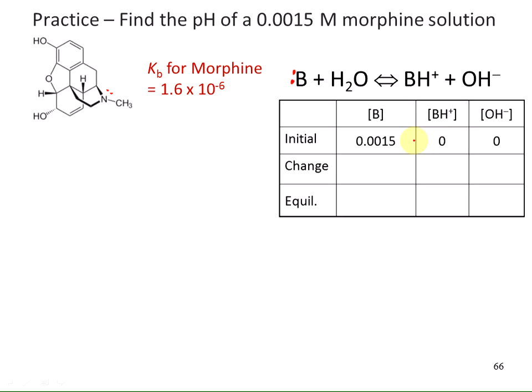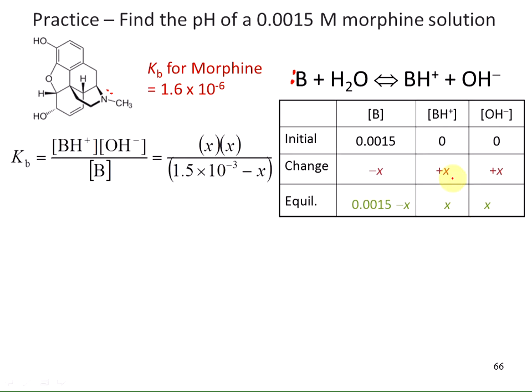Now, if we start off with no products and some reactants, that means the reaction is going to have to proceed to the right to go to equilibrium because the Q value is less than the K value. So our change is minus X for the base, and we'll be increasing the product side. So we plug that in to find the equilibrium concentrations in our ice table.